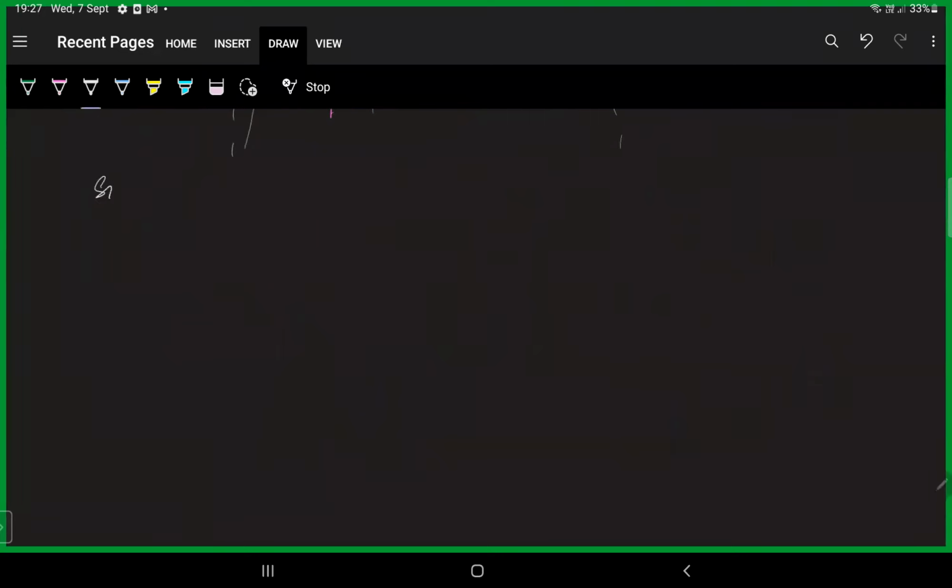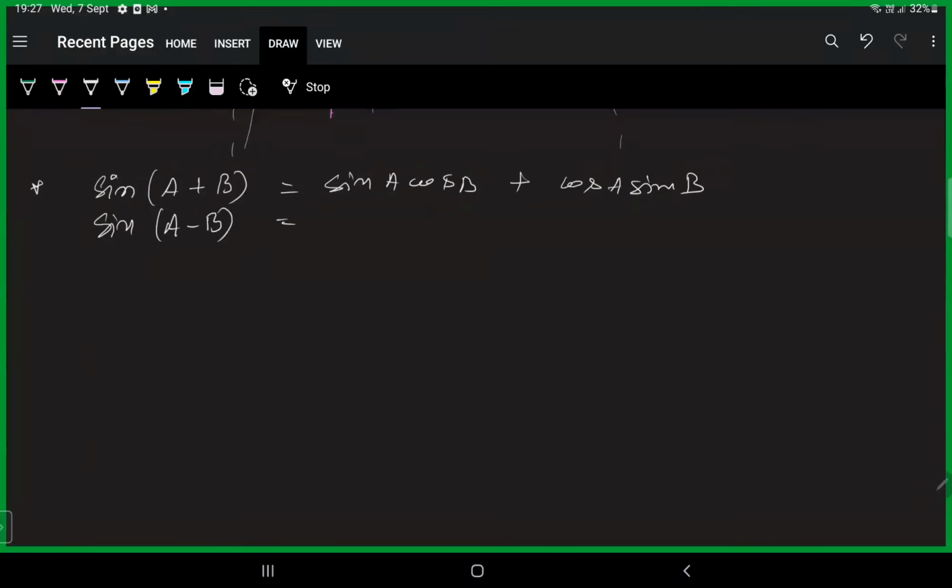How many of you were able to prove this? Sine A plus B is equal to what? Anyone? Plus sine A minus B. Why? Is this correct? Just see it. Is this correct? Okay, this is correct. Why is this correct? Any one of you, why is this correct?